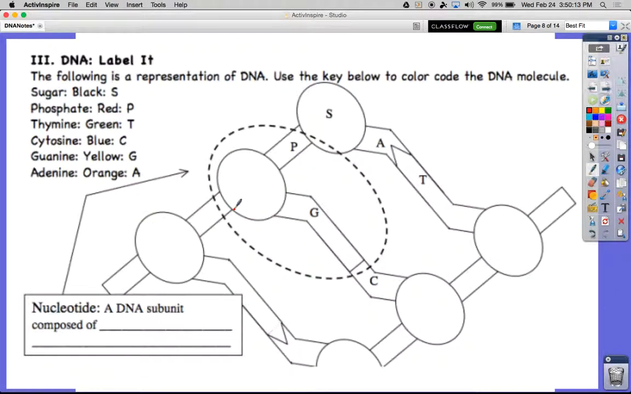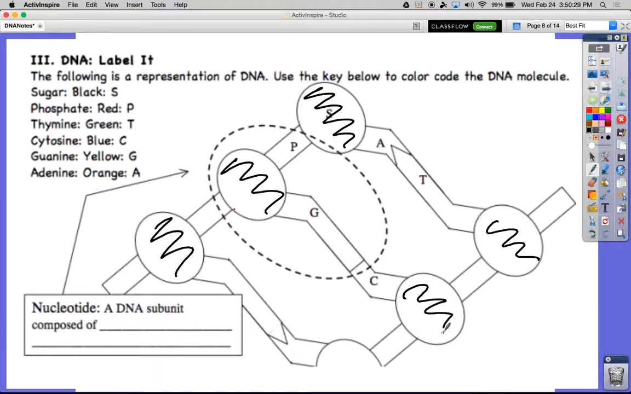Okay, this is going to be real quick. We're going to show you how to label this stuff. So our sugar is going to be black. Anywhere that we have sugar labeled by the S here, that gets labeled black. So all of these are all sugar. Anything that is a phosphate gets colored in as red. So anything in the middle between the sugars, that's our phosphate sugar backbone. Remember, we just talked about that. Adenine gets the color orange. Do we see any other adenines? Yes, down here. Thymine gets the color green.